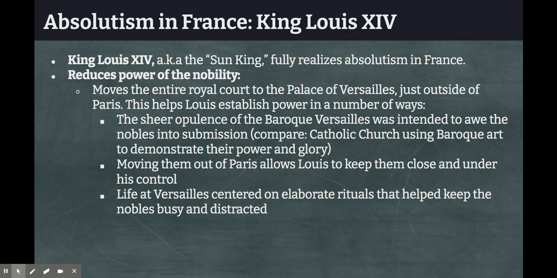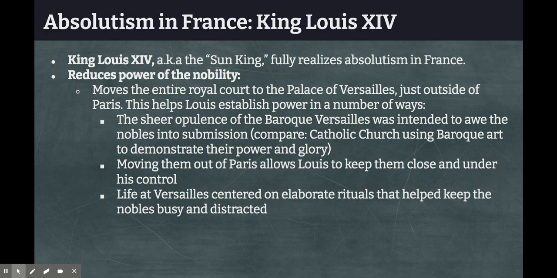And in addition to that, he didn't just let them wander around Versailles not doing anything. He also established a system of ritual, with all these parties and strange court practices that kept the nobles really, really busy. So they wouldn't even have time to think about revolting against him.